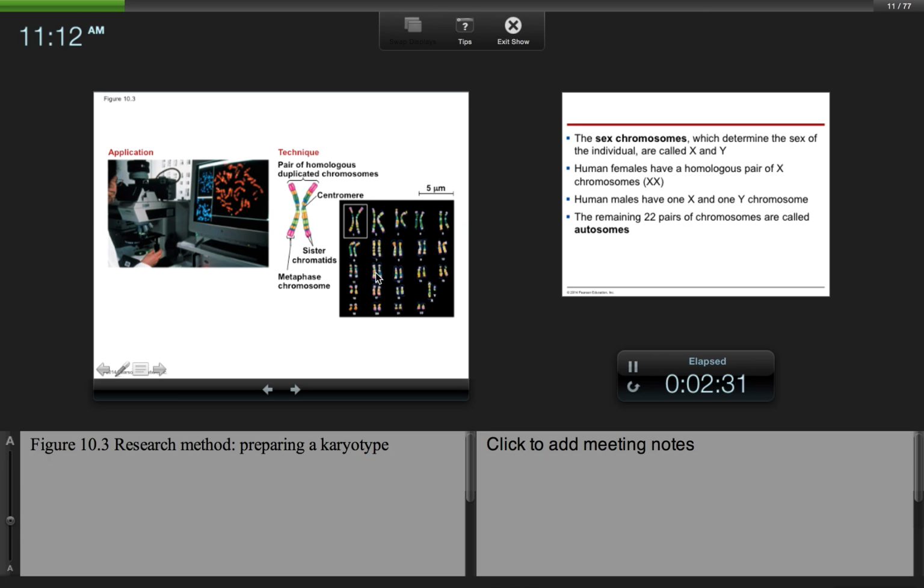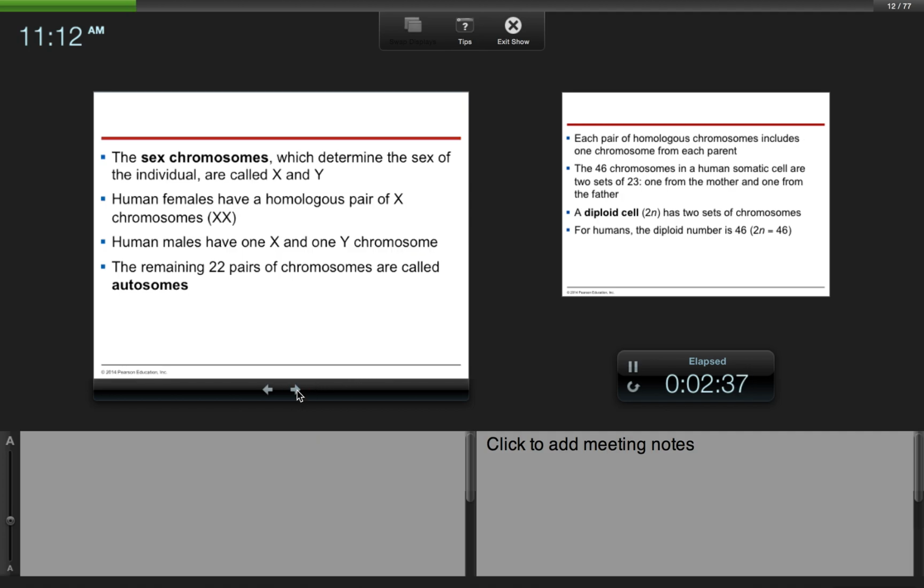You can see that there's 1 through 22, and then you can see that there's an X and a Y. The sex chromosomes, which determine the sex of the individual, are called X and Y. Human females have a homologous pair of X chromosomes, so females are XX, males are XY. The remaining 22 pairs of chromosomes are called the autosomes.